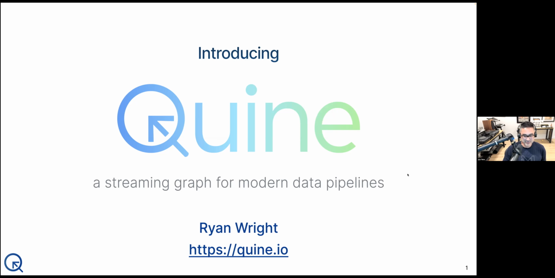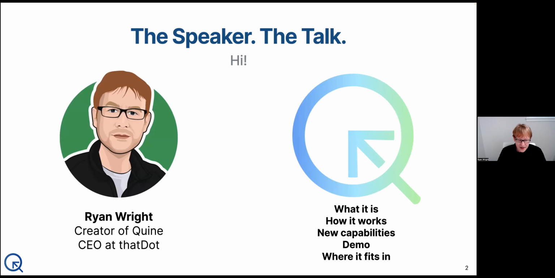Would love to share with you what we've been working on that we call Quine. It's a streaming graph for modern data pipelines. We'll uncover a little bit more on what that means here in a second. But just a quick overview and introduction.